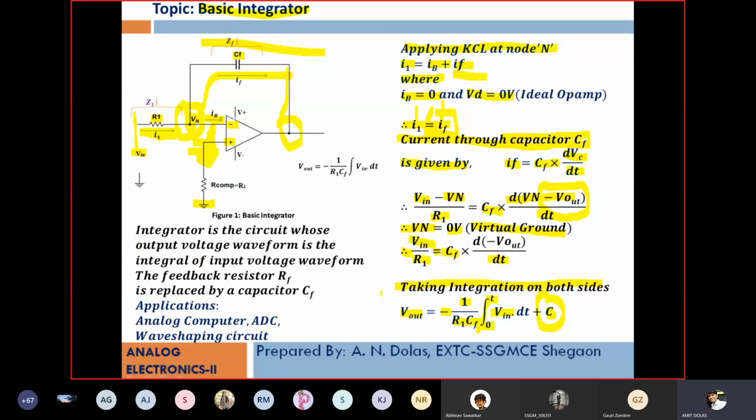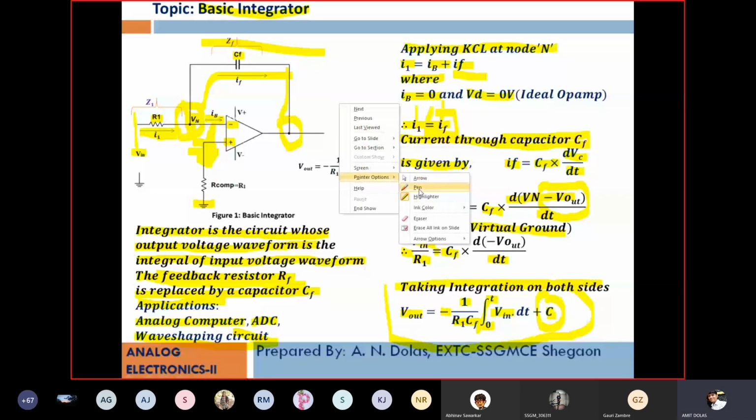So from this formula, you can see that the integrator is a circuit whose output voltage waveform is the integral of the input voltage waveform. The feedback resistor RF is replaced by capacitor CF in the integrator. Here we do not use RF, we use a capacitor instead. Applications we already discussed: analog computer, ADCs, and wave shaping circuits. So this is the analysis of the basic integrator.